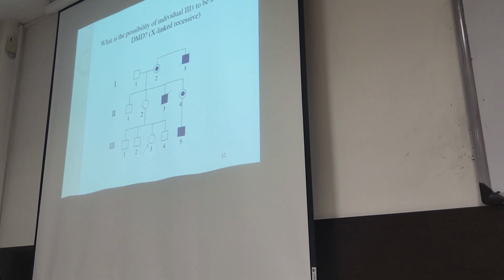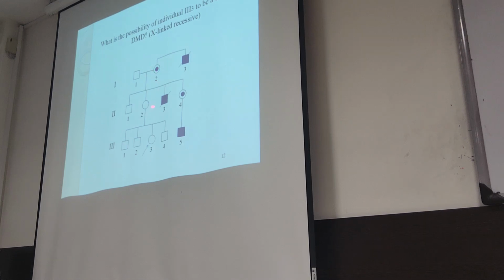Okay. The simple way maybe to calculate it is to say, okay, listen, please. You say individual 1 2 is an obligatory carrier, okay? Because she has an affected boy and an affected brother also. Okay? So she is obligatory. The chance of it is one. 2 is an obligatory carrier, right?